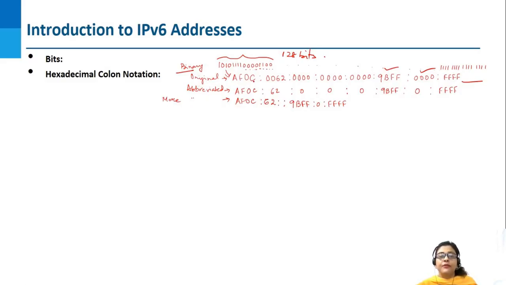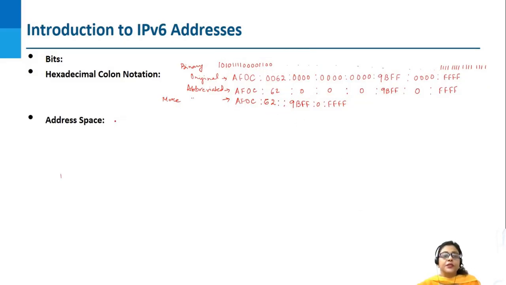We can very well abbreviate it like AF0C colon. Since these two are 00, we can omit them and simply write 62 colon. All zeros can be written as 0, 0, 0, then 9BFF, then 0, then FFFF. And a more abbreviated format can be AF0C colon 62. Now since there are three zero blocks over here, you can just write it with a gap. So there will be a gap here, followed by 9BFF colon 0 colon FFFF. So this is the hexadecimal notation.